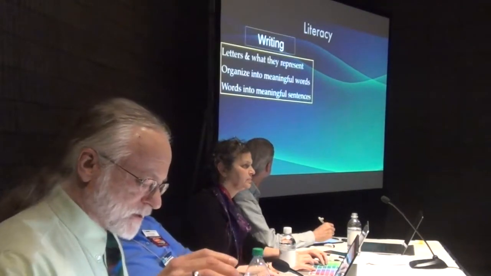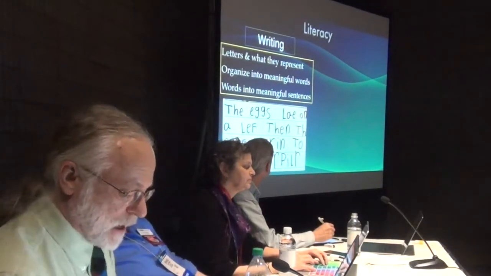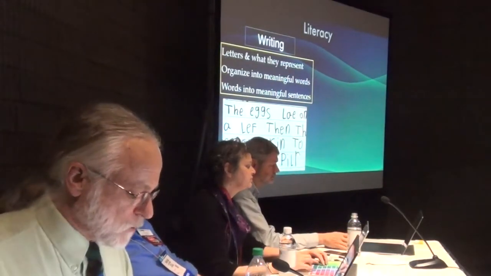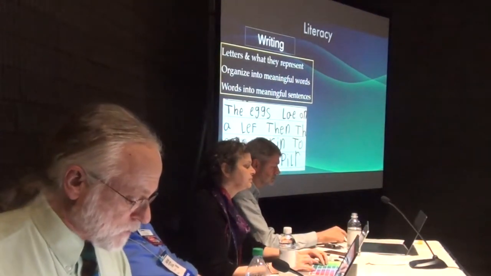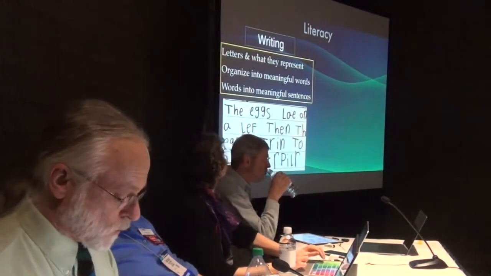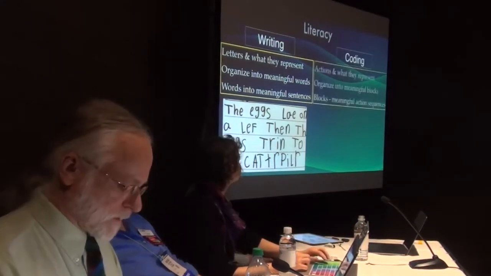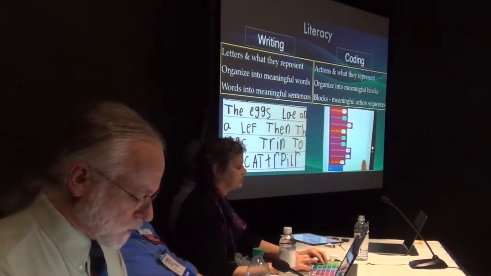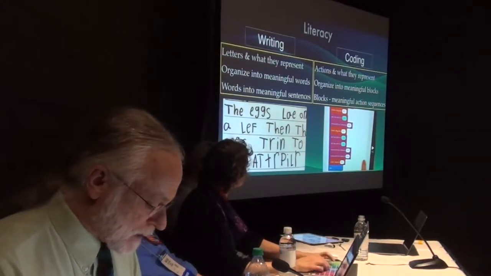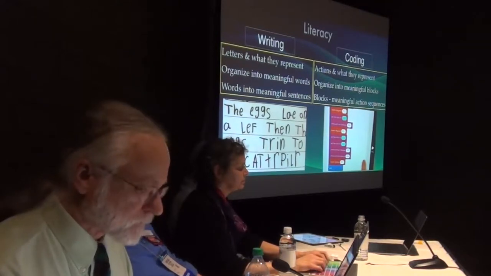A fundamental process of becoming literate is to become familiar with symbols, how they fit together, the conventions of grammar. With textual literacy, we work with children to learn the letters, what they represent, how to organize them, how to organize the words into meaningful sentences. With coding literacy, we work with children to learn the actions and what they represent, how to organize them into meaningful blocks, and how to organize the blocks into meaningful action sequences.